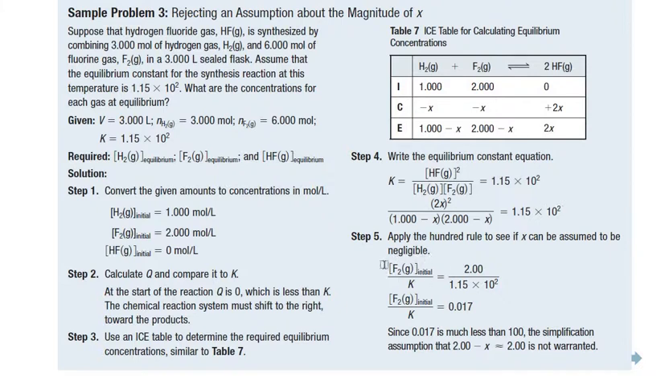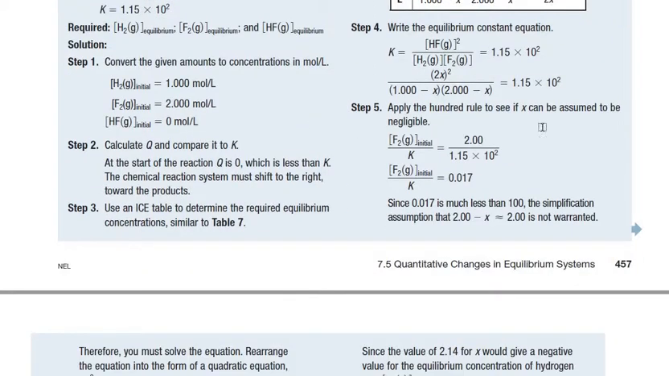Now compare the initial concentration of F2 with K. The concentration is 2. If you divide it by K, it's going to be 0.017, which is much less than 100. So we cannot simplify it based on that assumption. So 2 minus x cannot be equal to 2. So we need to solve the quadratic equation.